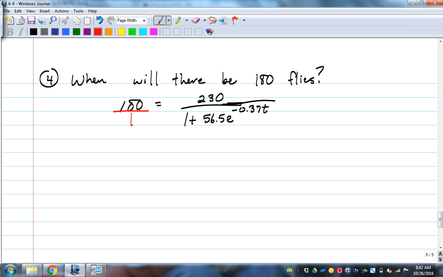yeah, so we can cross multiply then, right? It's 230 on this side. Now, I'm not going to multiply out 180 times that 1 plus 56 and a half e to the negative 0.37t. I'm not multiplying that out because there's no need. Because once I get that here, what really happens is 180 and the 1 plus 56 and a half e to the negative 0.37t just swap places, because now I can just divide by 180 to cancel that out.